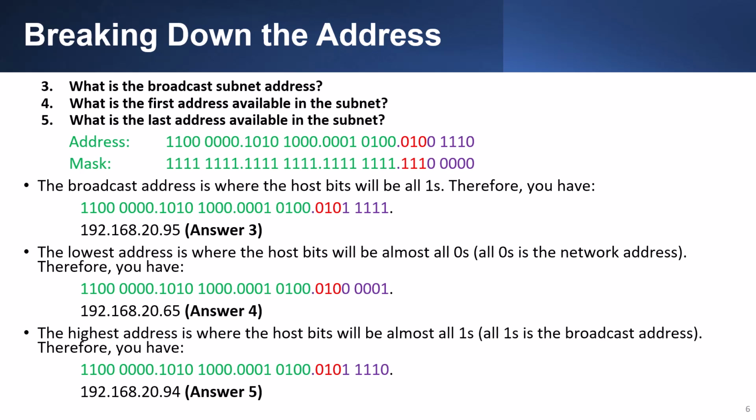The broadcast address is where the host bits will be all ones, as shown on the screen, which is equal to 192.168.20.95, which is answer 3. The lowest address is where the host bits will be almost all zeros. Therefore, the lowest address is shown on the screen, which is equal to 192.168.20.65, which is answer 4. The highest address is where the host bits will be almost all ones, as shown on the screen, which is 192.168.20.94, or answer 5.